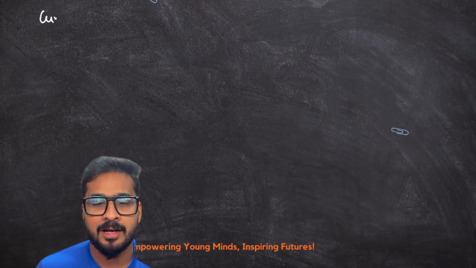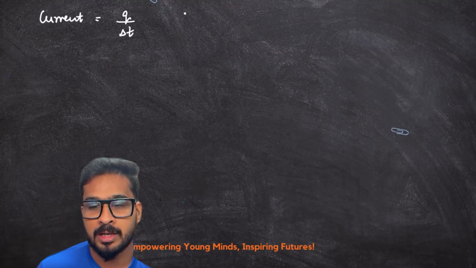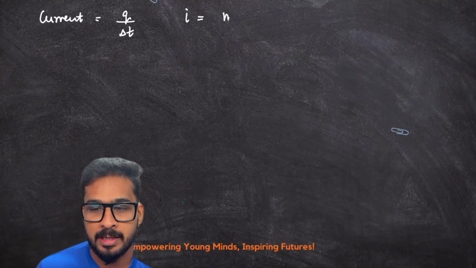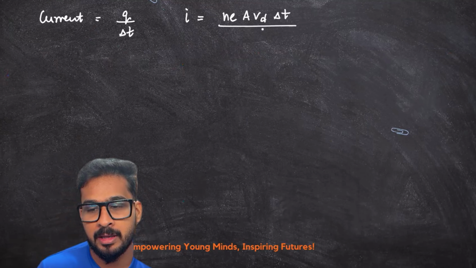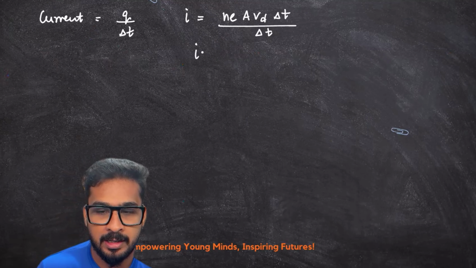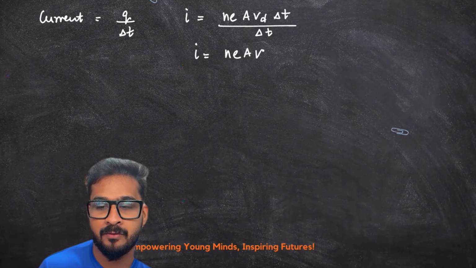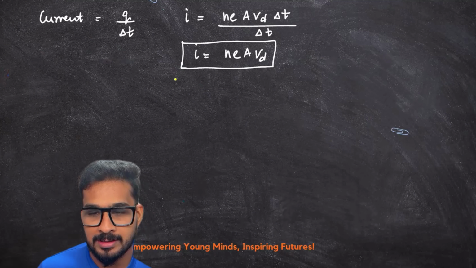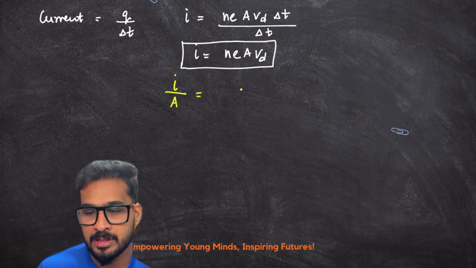We know that current is equal to charge divided by delta t. So the current I is equal to n e A Vd delta t divided by delta t. So the current is equal to n e A Vd, which is a very, very important formula. Now consider I divided by A, which is equal to n into e into Vd.